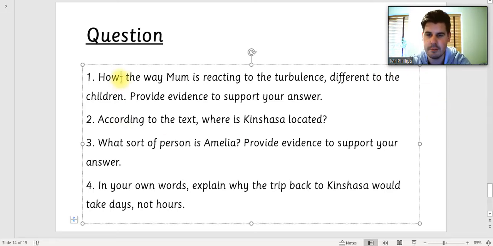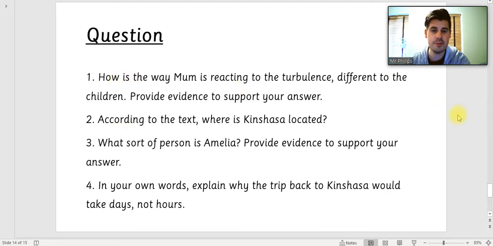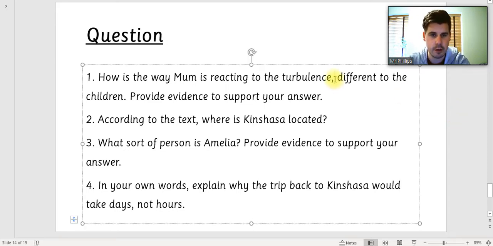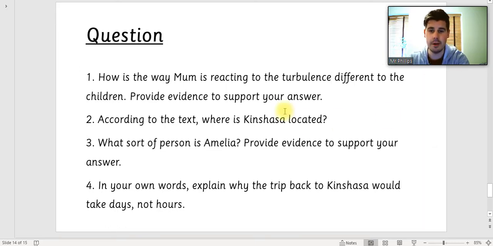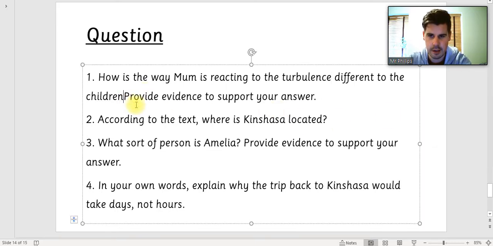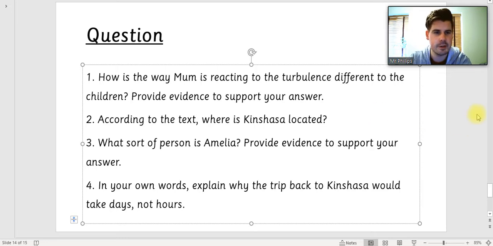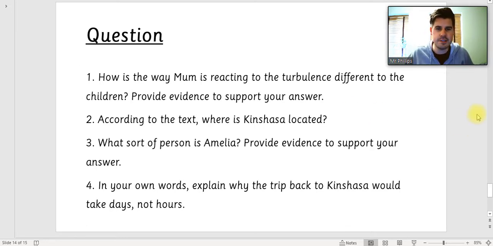Straight away, I can see a missing word. How is the way Mum is reacting to the turbulence different to the children? Should be a comma there. I don't know what I was thinking when I was typing this out. How is the way that... we're missing a question mark. Goodness me. That's like a spag question there, and notice all the mistakes. How is the way Mum is reacting to the turbulence different to the children? Provide evidence to support your answer.